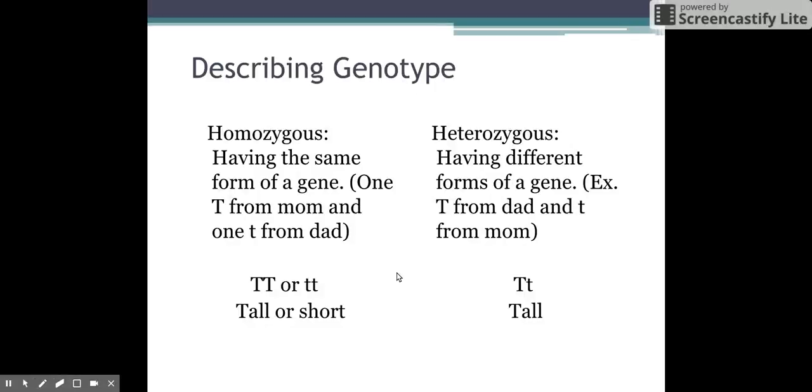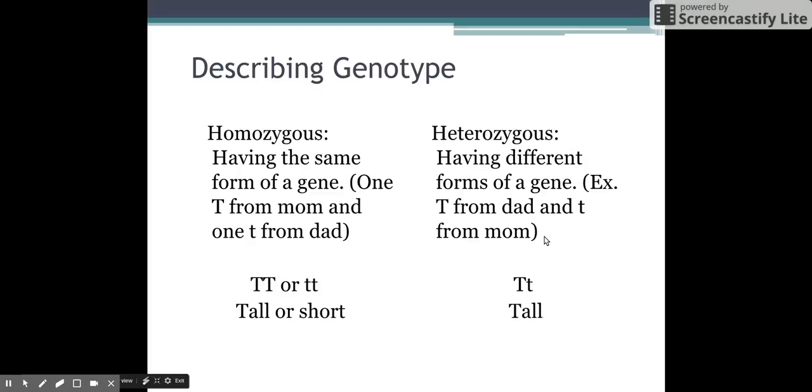When we say that an organism is homozygous for a trait, that means that they have the same form of the gene. So either both big T's or both little t's. So this would be a tall plant, and this would be how we would represent a short plant, with short being the recessive trait.